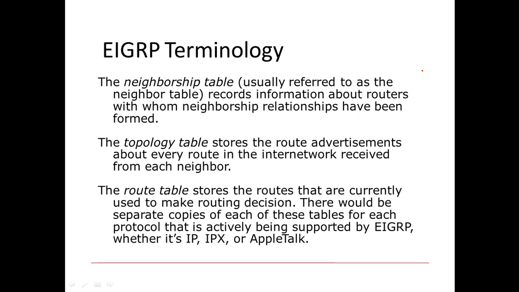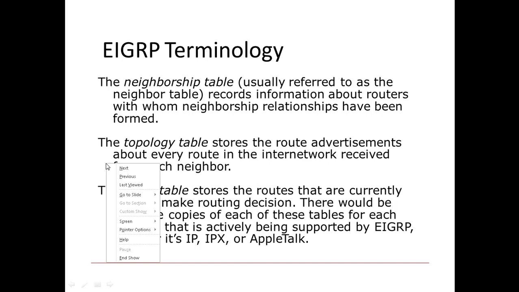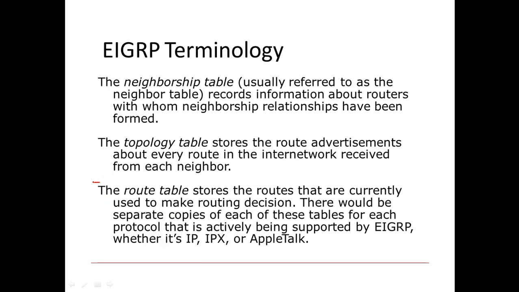The neighborship table, usually referred to as the neighbor table, records information about the routers with whom neighborships have currently been formed. The topology table stores the route advertisement about each and every route in the network received from each neighbor. So you can see that it is maintaining a lot of information about your network.